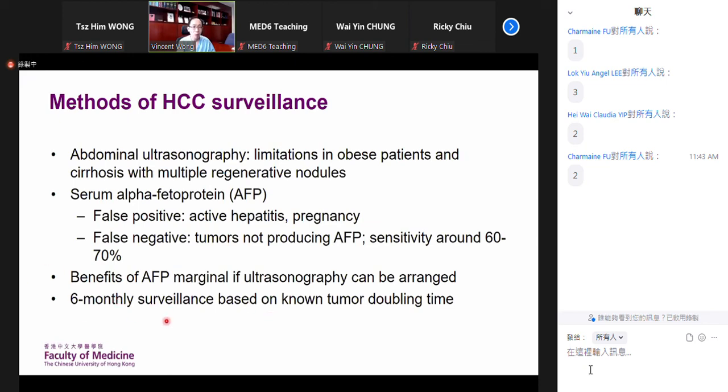So you may also ask why we do 6-monthly surveillance. This is because before liver resection became possible, people did some observational studies to study the natural history of HCC, and they realized that the average tumor doubling time is around 140 days, and therefore, assuming that the ultrasound scan may miss a lesion less than 1 cm in size, then even 6 months later, the lesion should still be less than 2 cm in diameter and therefore readily treatable. And that's the basis for recommending 6-month-based surveillance.